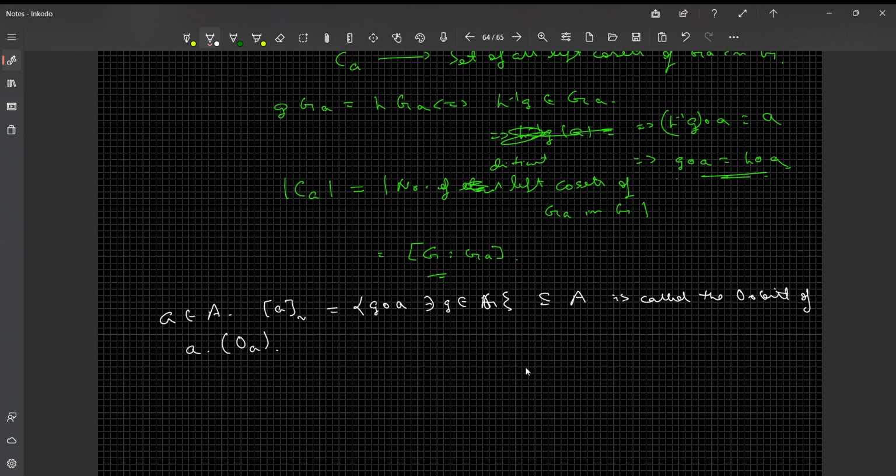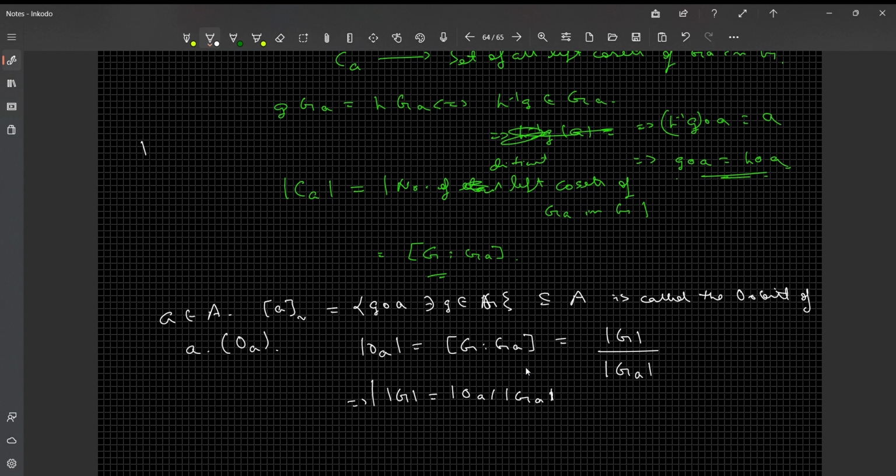Clear? Now notice one thing. The cardinality of C_a is nothing but the cardinality of O_a because they are the same. We are just using a different notation. So we have found that the cardinality of O_a is nothing but the index of G_a in G. But from Lagrange's theorem, you should observe that the index of G_a in G is nothing but the cardinality of G upon the cardinality of G_a. So if I simply cross multiply, I will get the cardinality of G. Now obviously the cardinality of G_a is at least 1, right? It cannot be 0 because 1 will fix every element. So 1 is obviously in this stabilizer, right? So the cardinality of G can be written as the cardinality of the orbit of a times the cardinality of G_a.